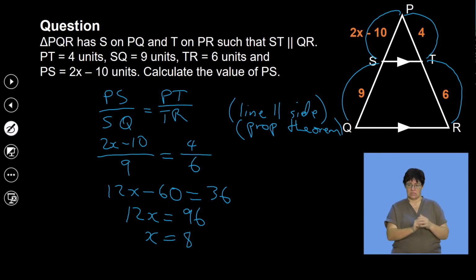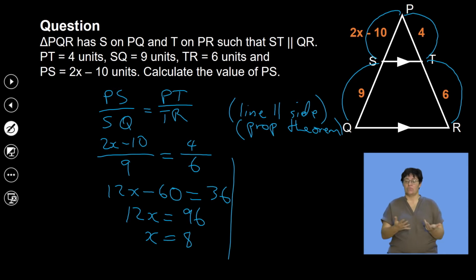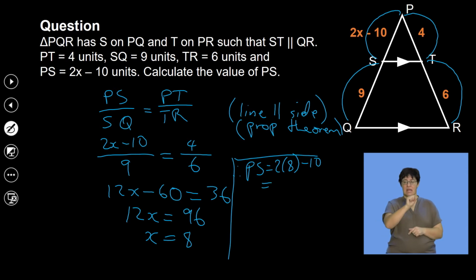But is this what PS is? No. This is just the x value of that PS that we are dealing with. So quickly, PS is equal to 2 multiplied by 8 minus 10, which is 16 minus 10, which is 6 units. And then you will therefore be done with that.